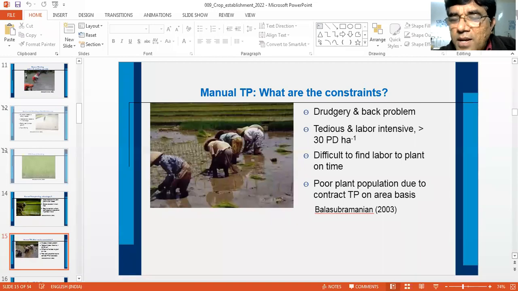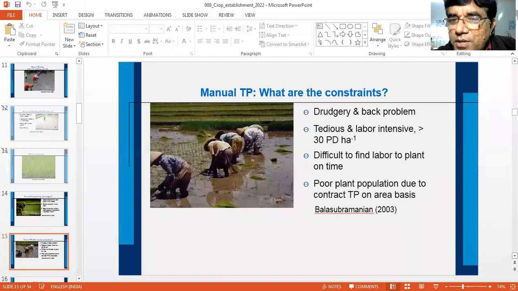Maximum number of laborers are employed in transplanting job in rice. This is the operation. And similar number of laborers are required in harvesting and threshing also. So some difficulties in finding the labor also. So it is a constraint in transplanting.